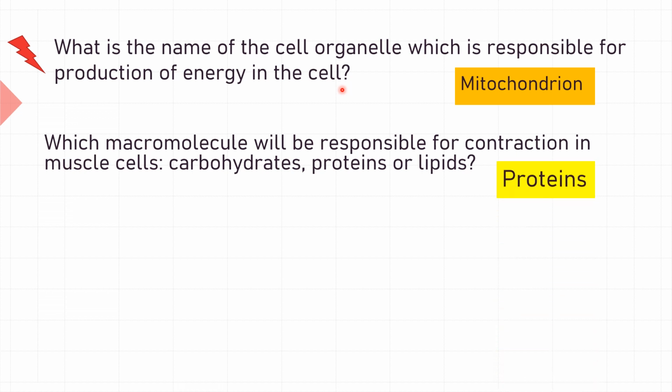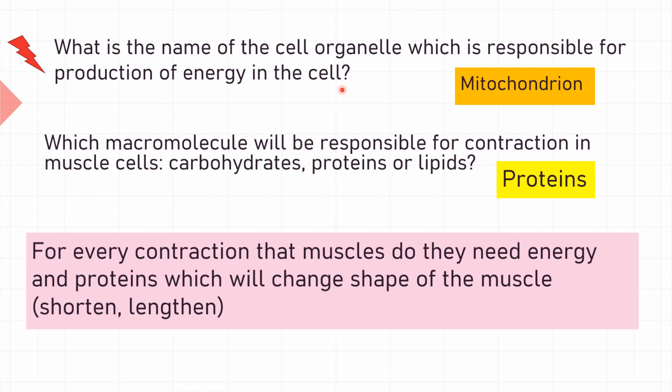Okay, so the answer is proteins. So definitely muscles need protein so that they can contract or relax more. Then the next one. Basically, the point of the story, for every contraction that muscles do, they need energy and, of course, proteins, which will change the shape of the muscle. So what is here important? If you will ever have in your test a question like which cell in the human body has the most mitochondria inside, definitely you can say muscle cell, because they need a lot of energy to do these contractions or movement.